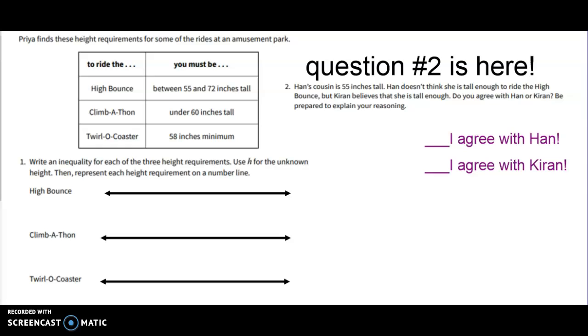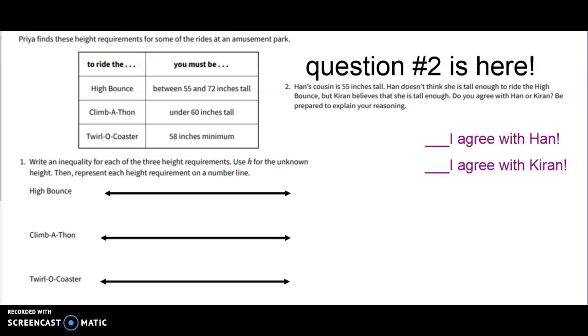Okay, so here on the amusement park rides, Priya finds these height requirements for some of the rides at the amusement park. To ride the High Bounce, you must be between 55 and 72 inches tall. The Climathon is under 60 inches tall. And the Twirlathon is 58 inches minimum tall. We're going to write an inequality for these 3 height requirements. Use h for the unknown height.